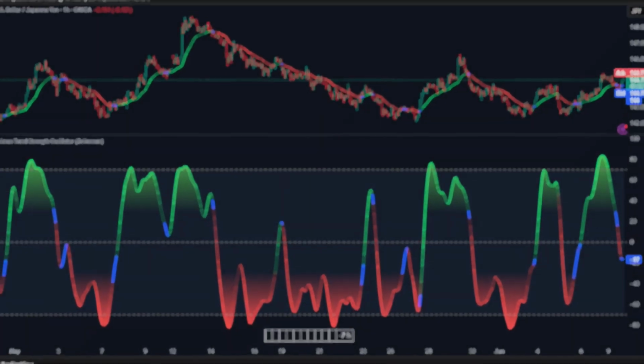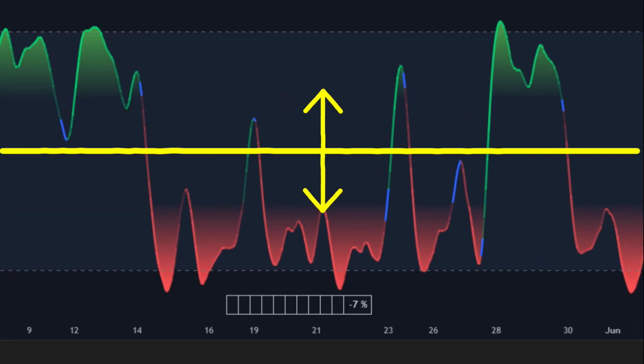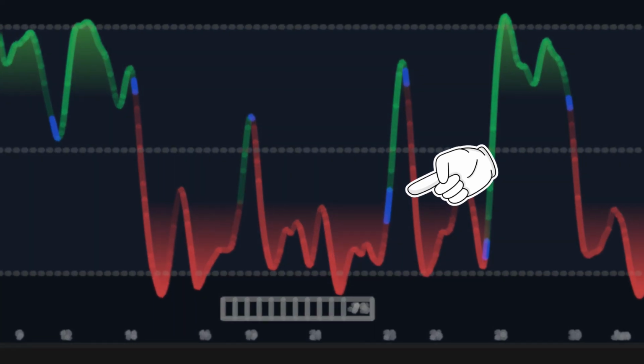This indicator has two major features. First, the Trend Strength Oscillator. It's displayed in green, red, and blue. If it moves significantly above or below the zero line, that indicates a strong trend. When it enters the blue zone, a reversal might be near.